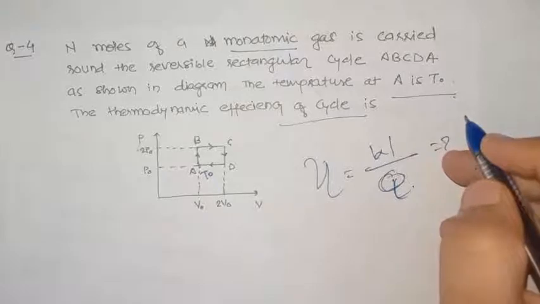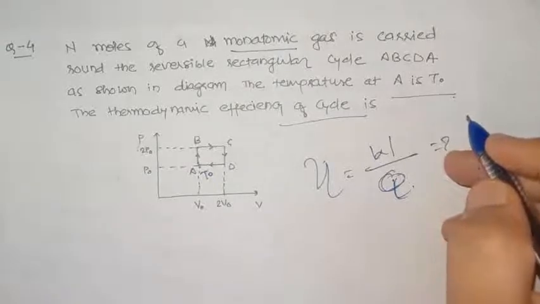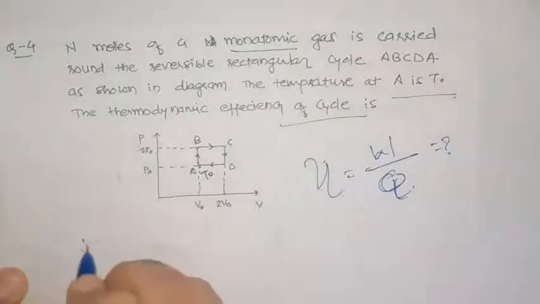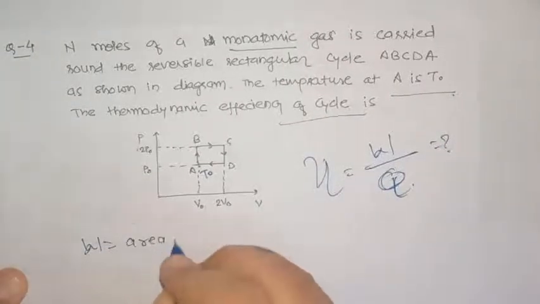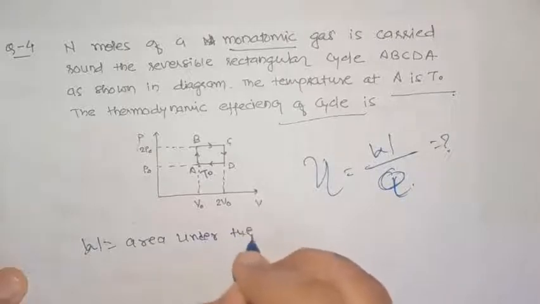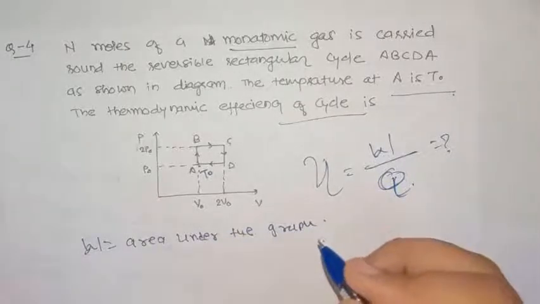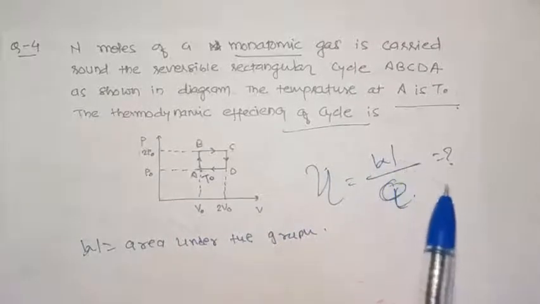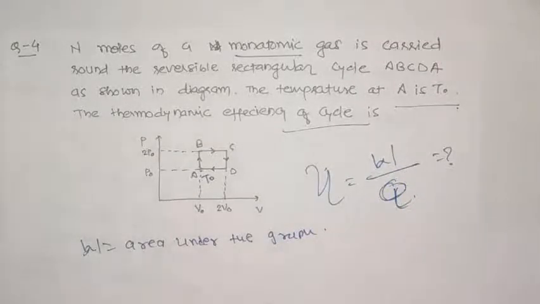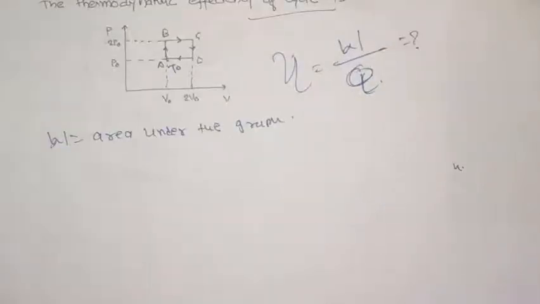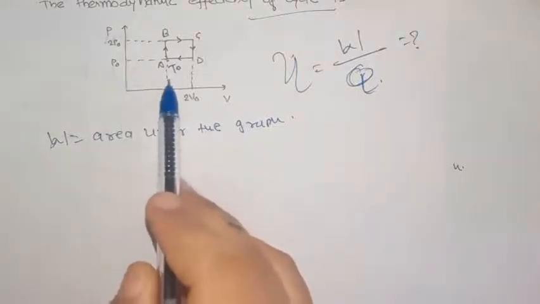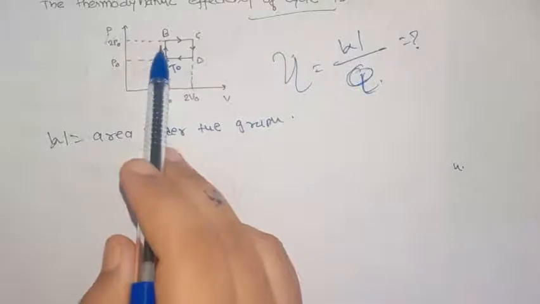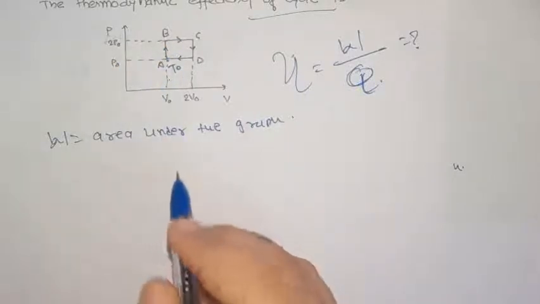Here the work done will be the area under the graph. And we can find delta Q and delta U for different processes. So first, let us find the temperature at different points. Here, the state is P0, V0 and temperature is T0. At point B, the state will be 2P0, V0.